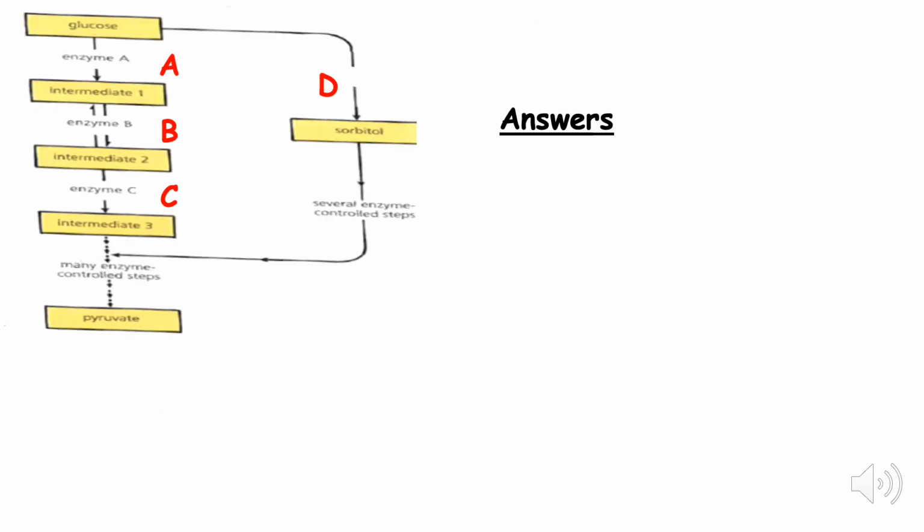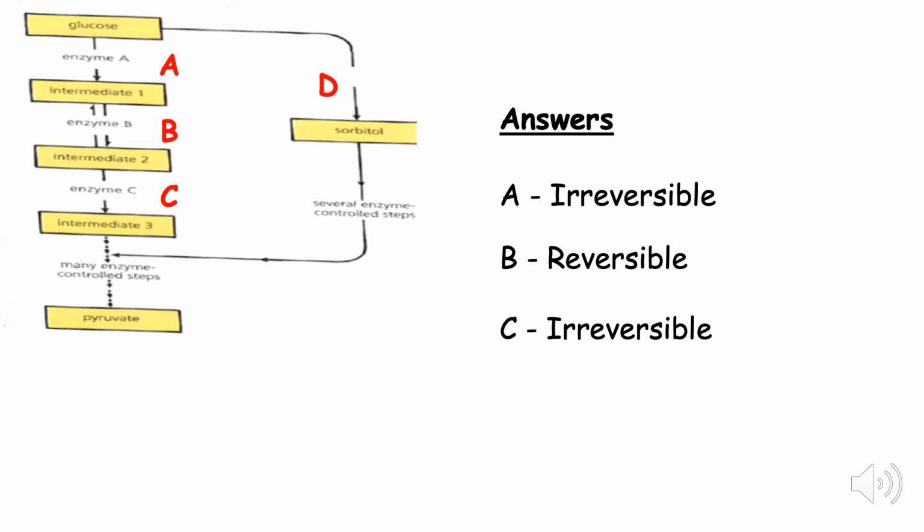Okay, so well done if you got this correct. A is an irreversible reaction as it only has one arrow. B, however, is a reversible reaction as the arrow points in both directions. C is the same as A, it's an irreversible reaction. And D is known as an alternative route as it jumps from the glucose molecule to sorbitol and then finally to pyruvate.